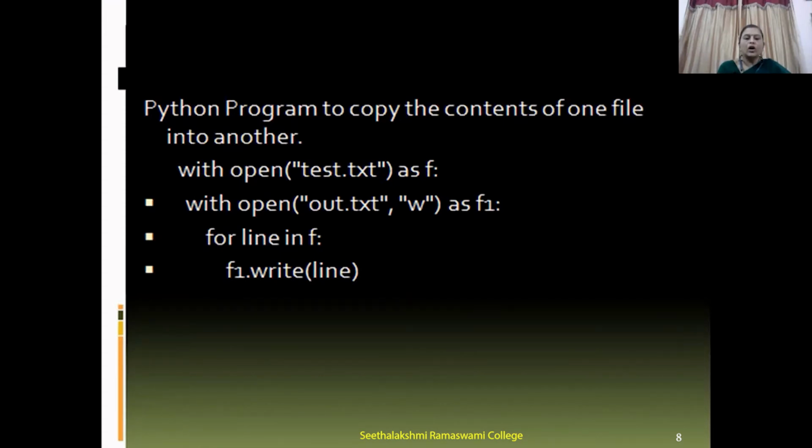So f1.write(line). A line is read from file f, and that line is written into file f1. So there is a for loop, and you can copy the contents of one file into another. It's very easy to do file copying in this manner.